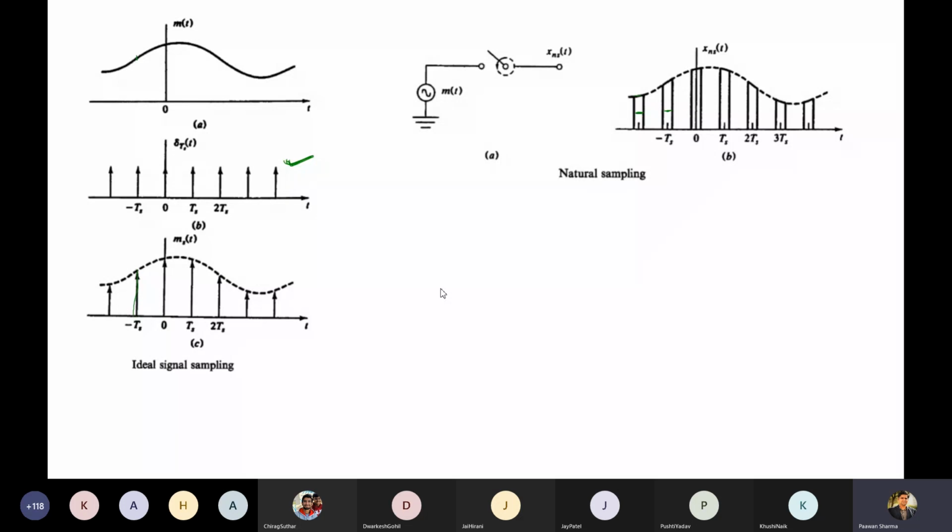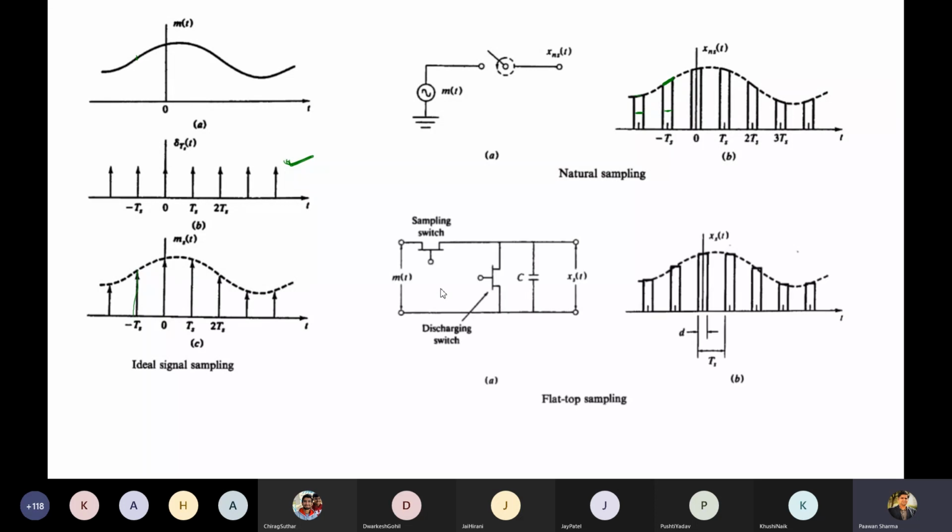And in natural sampling, you may be seeing that the shape of the curve is represented here like this. It is exactly during this entire duration, the curvature of this signal is exactly the same as how our original signal curvature is there. That is natural sampling.